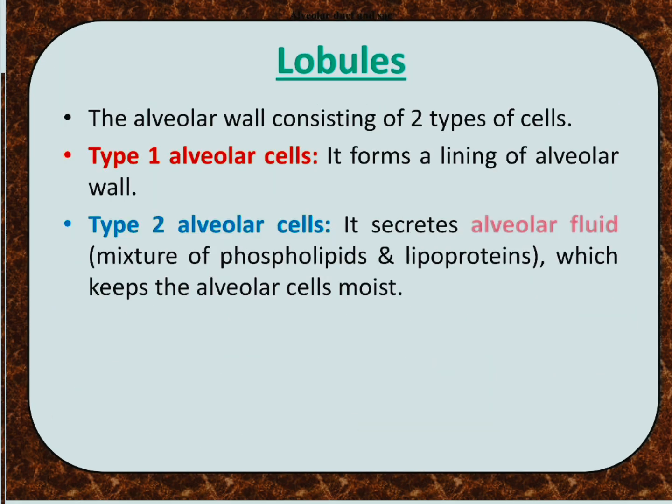Next, the alveolar wall consists of two types of cell. The type 1 cell is the lining of the alveolar wall. The second type secretes alveolar fluid, a mixture of phospholipids and lipoproteins which keeps the alveolar cells moist.